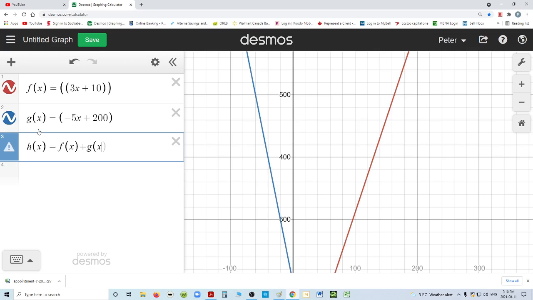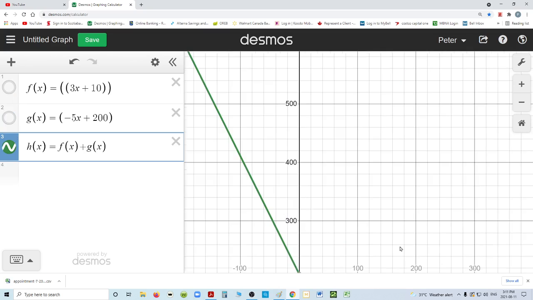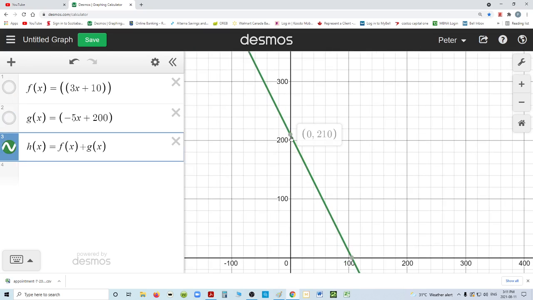Plus g of x. Sorry, my fingers are going off, and we're going to turn off the old ones. So this one shows you that when it's 0 degrees out, you're selling a total of 210 drinks. And as the temperature goes up, you're selling fewer and fewer drinks. This is where the profit model would be more interesting, because then you can see which day you're going to make more money, which drink you should sell.